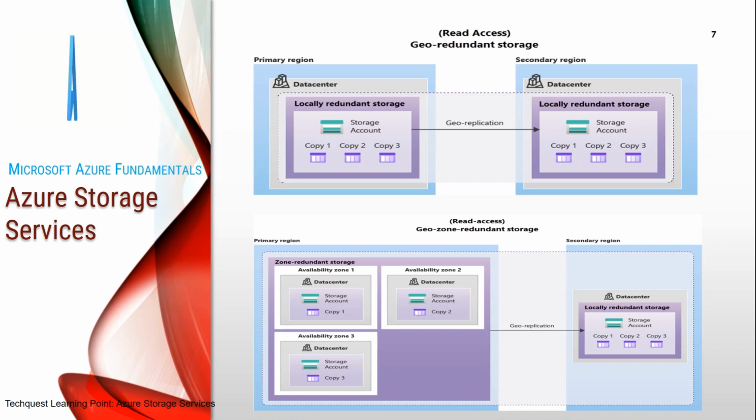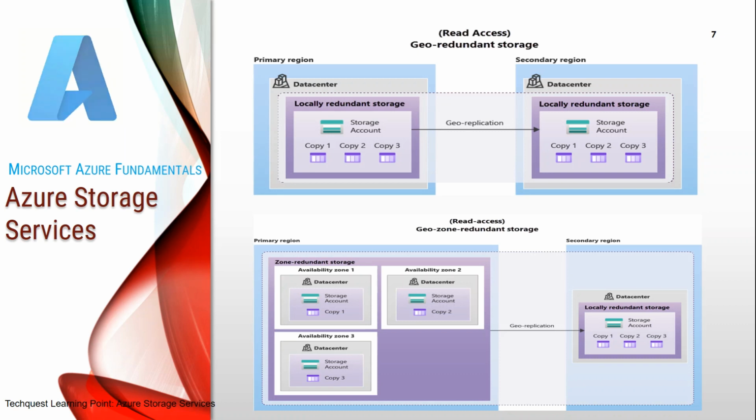Geo Redundant Storage. GRS copies your data synchronously 3 times within a single physical location in the primary region using LRS. It then copies your data asynchronously to a single physical location in the secondary region, the region pair, using LRS. GRS offers durability for Azure storage data objects of at least 16 nines over a given year.